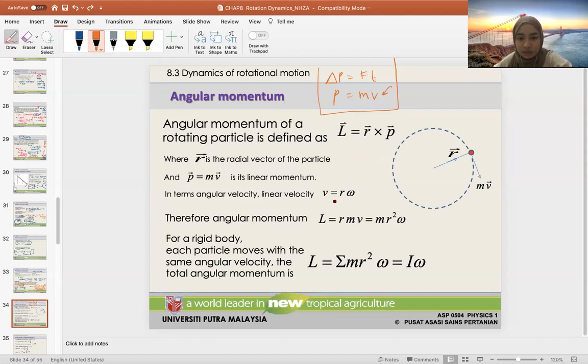Okay, so here it's V equals R omega. And therefore angular momentum is L equals R mv. Wait, I'm confused. So R times P, so this becomes R mv. V is R omega, so this becomes mr squared omega. Mr squared, you've seen this before. It looks like moment of inertia.